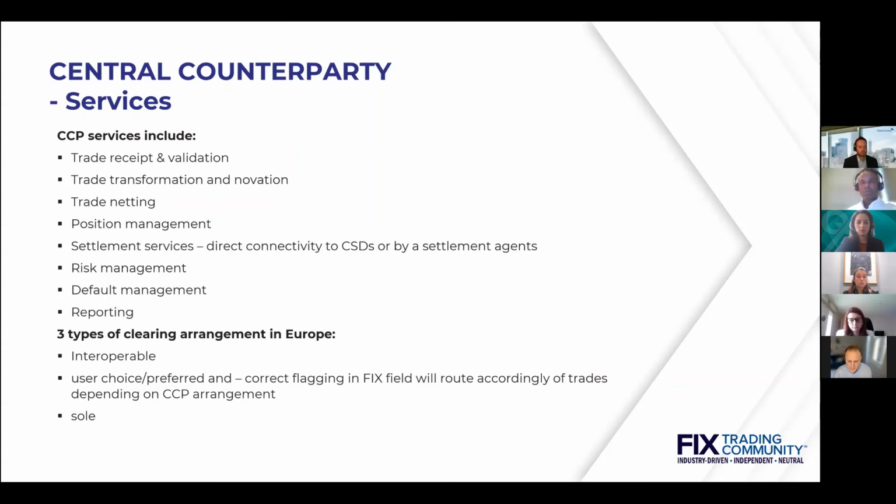So in terms of the landscape in Europe and how it looks at a CCP level, there are a handful of exchanges that are fully open access, what we term interoperable, where a multitude of clearinghouses interact with each other and clear a venue. You now have the next step in open access, if you like, user choice or preferred. So venues can have a default clearinghouse in place, and by the use of FIX, you can route trades accordingly to an alternate clearinghouse. You then have the various markets in Europe that are still solely set up with one clearinghouse.